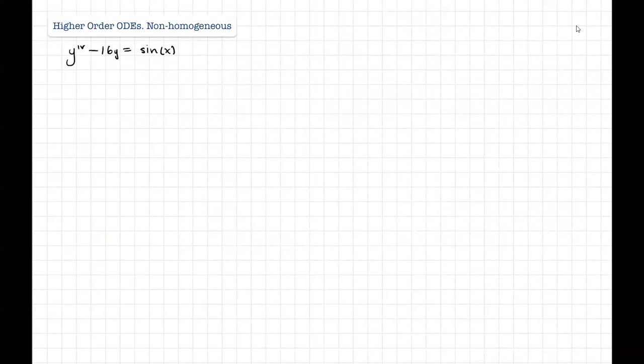For this one, you can see we have y to the fourth derivative. Usually derivatives are written with primes, so we would have to write 4 primes, but we just write them like Roman numerals. This is y to the fourth derivative minus 16y equals sine of x. So let's solve this one. Our characteristic equation here is lambda to the fourth minus 16 equals 0.